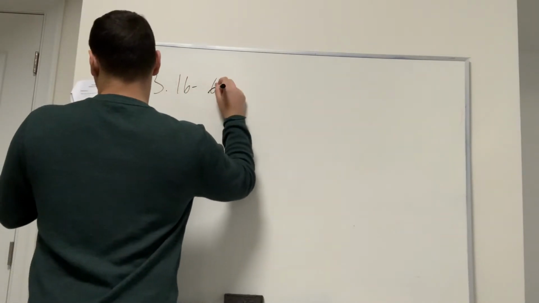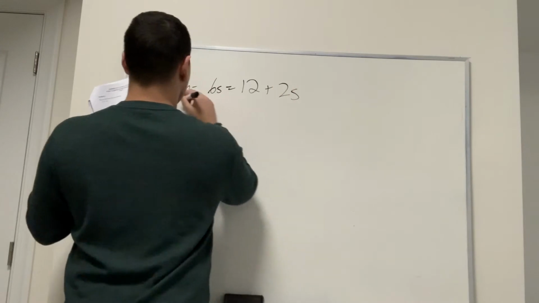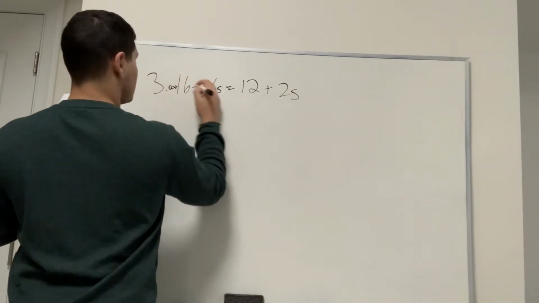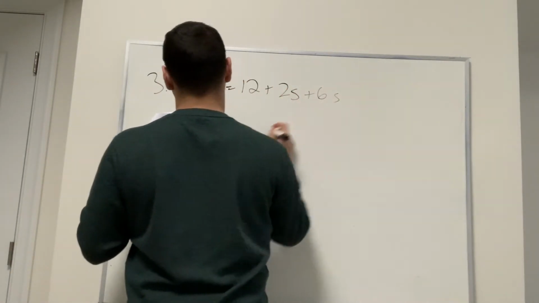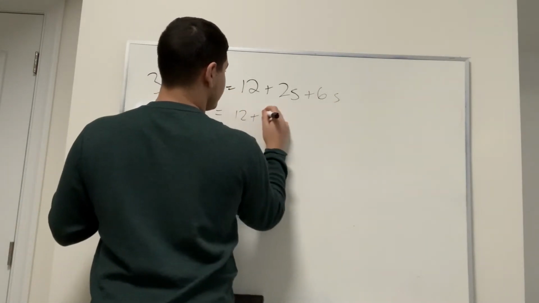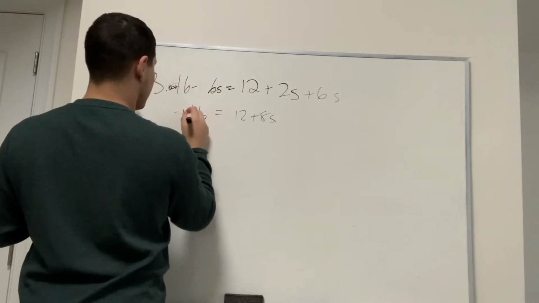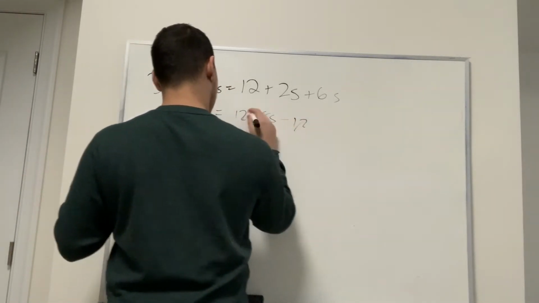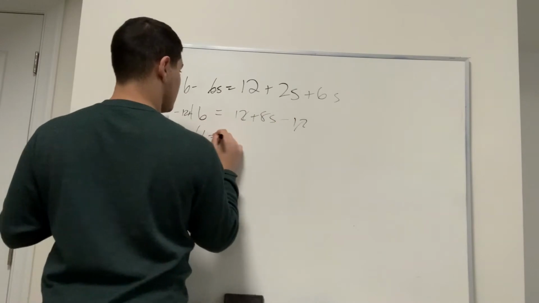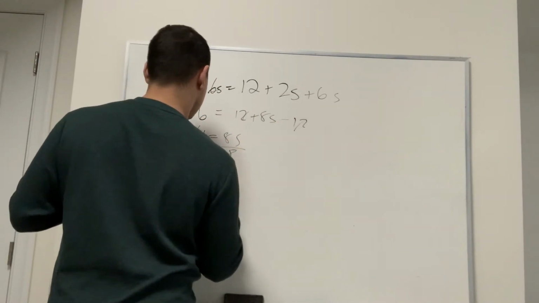16 minus 6s equals 12 plus 2s. So I'm going to add 6s to both sides. 16 equals 12 plus 8s. And subtract 12 from both sides. I'm going to get 4 equals 8s. Divide by 8, divide by 8, s equals 1/2.